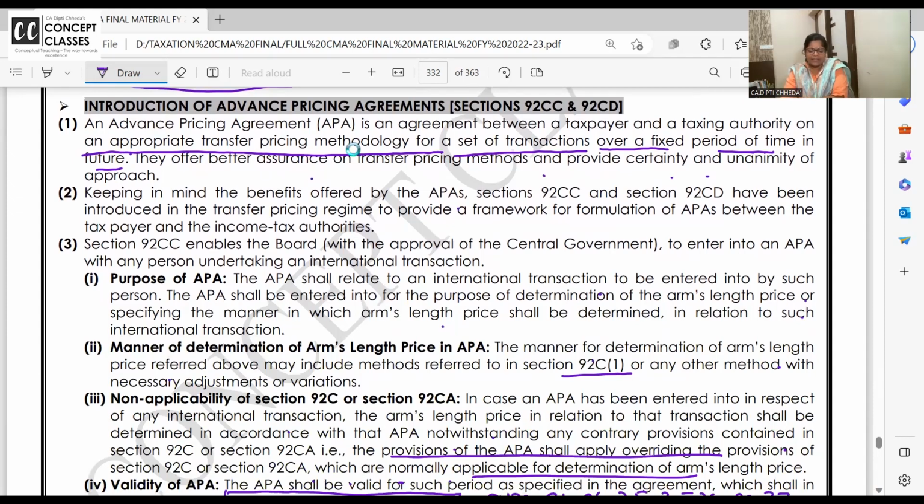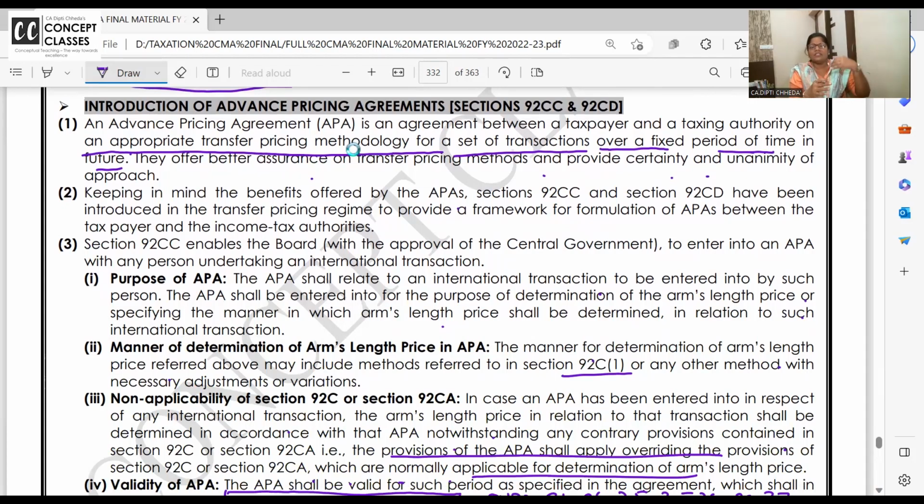Advance pricing agreement means what? We are entering into an agreement, a bond of a kind, with the department that for the coming 2 years, 3 years, max 5 years, we will follow whatever pricing is decided. And once you go for an advance pricing agreement, it will override 92C. Then you cannot change. It is binding on the SSE and on the commissioner.